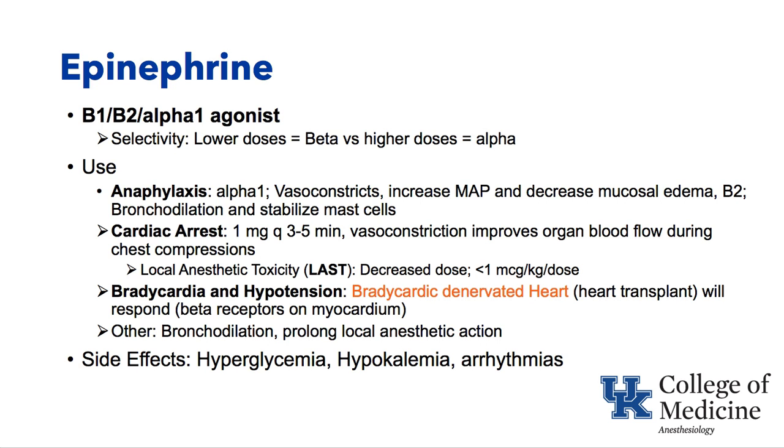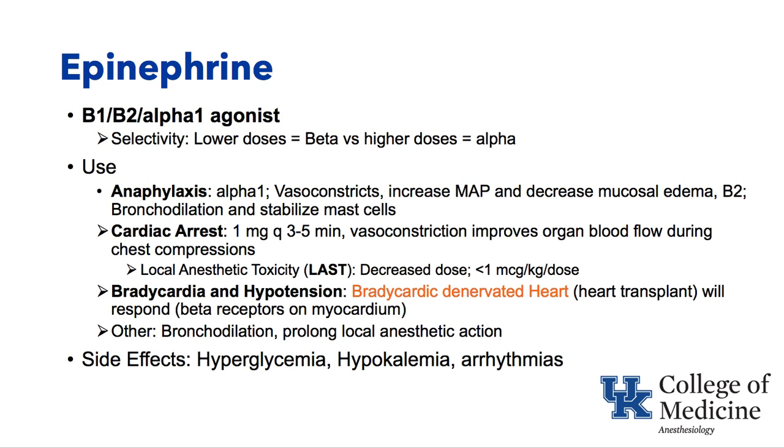During cardiac arrest, epinephrine is indicated at a dose of 1 milligram repeated every 3 to 5 minutes. The vasoconstriction that it causes improves organ blood flow during chest compressions. An important caveat is that when you have local anesthetic toxicity, or LAST, and you're using epinephrine, it's recommended that you decrease the dose to less than 1 mic per kilo per individual dose.